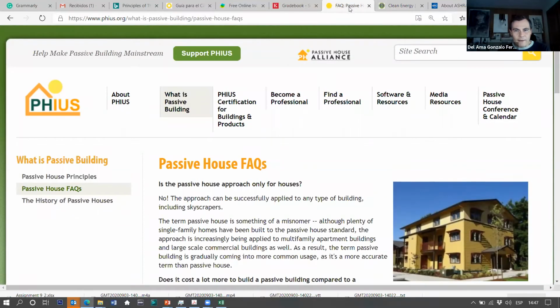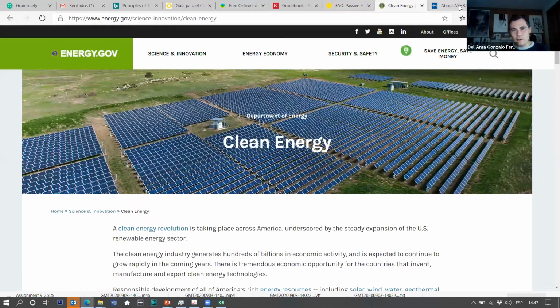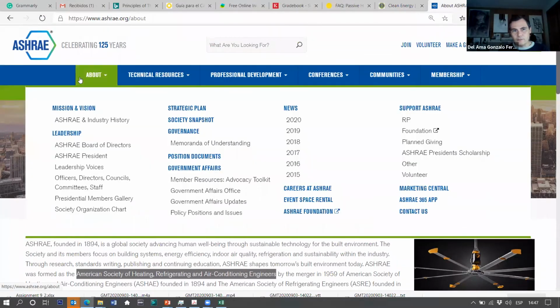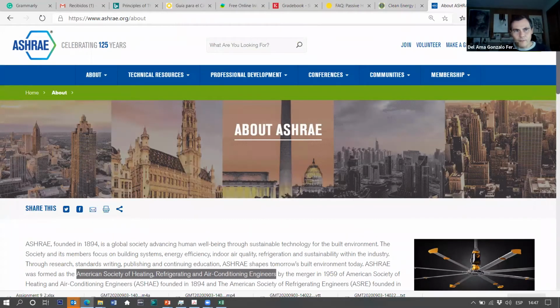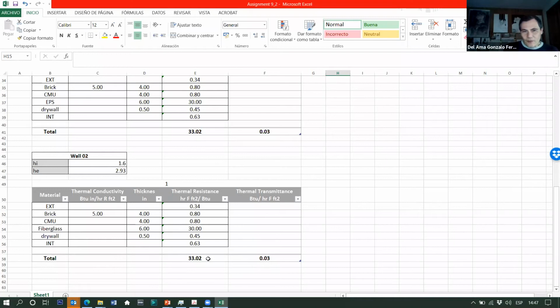So I think I mentioned this last week, and I don't mind repeating myself, because this is very important. Passive House Institute, Department of Energy, ASHRAE. Okay, so 33 is good for Florida, but it's not good for New Hampshire or Vermont.